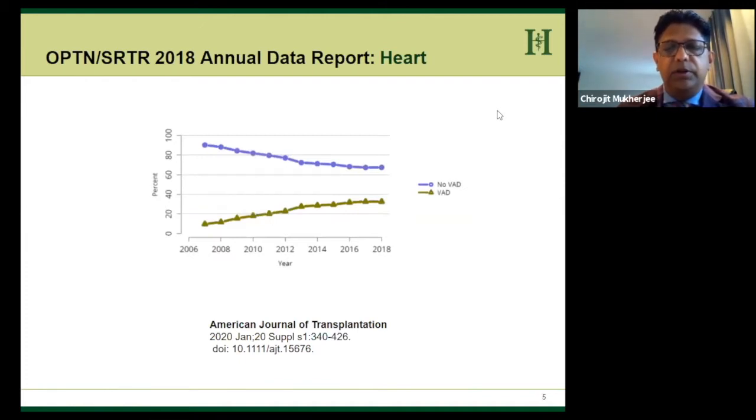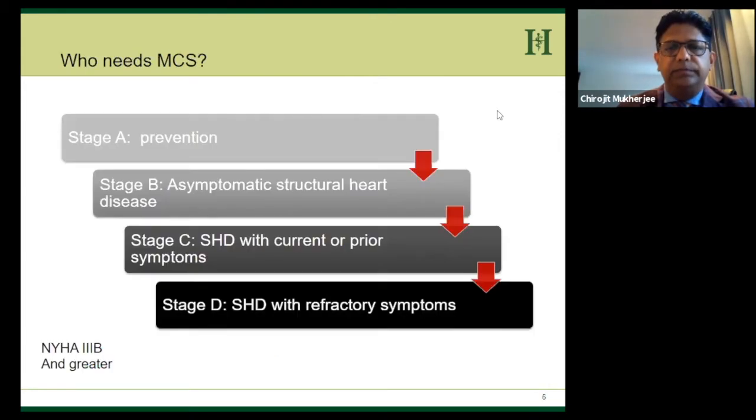Going by the American Journal of Transplantation, the recent data says that there has been an increase in the implantation of the VADs because of the absence of hearts for transplantation. So the lack of organs is presently a big issue, and that's why the incidence of LVAD devices is on the rise.